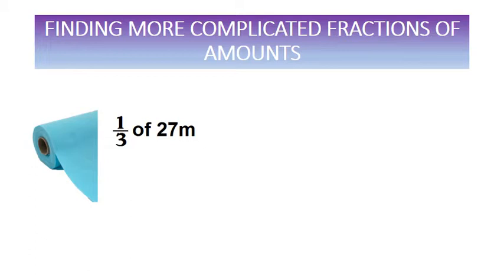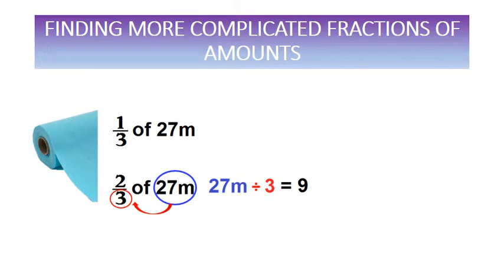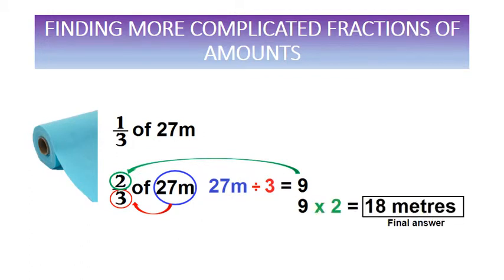Now let's look at some slightly more complicated fractions of amounts. So if we start with our 27 metre roll of material again, we've already found out what 1/3 of it is, but imagine we were asked to find 2/3 of it. This is what we would do. We would do exactly as we did before, take the 27 metres, divide it by the denominator, which gives us 9. But now we've got a fraction that has a 2 as the numerator, and we can't ignore this. So what we do is we do another step, and that is to take the answer from step 1, which is 9, and multiply it by the numerator, which gives us 18 metres.